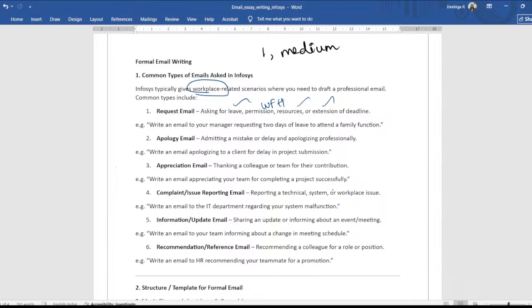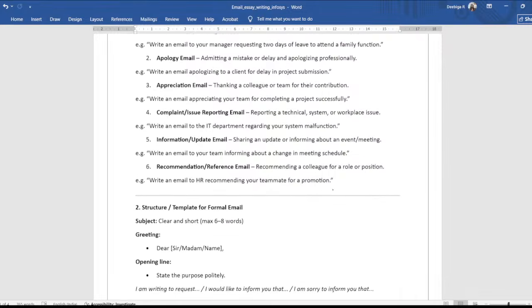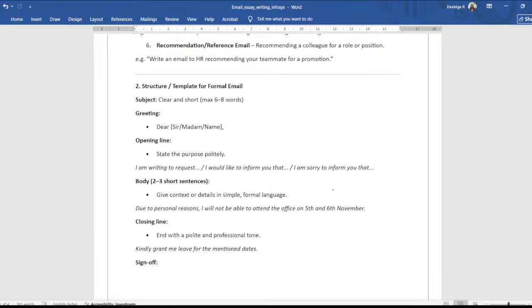So all these kinds of mail you will be writing, and you need to know what structure or template you should use. Okay, so always start with the subject. Subject will be maximum 6 to 8 words. Don't go longer than that.